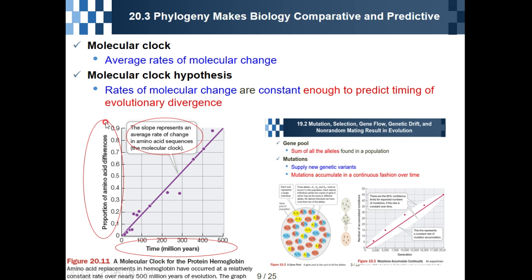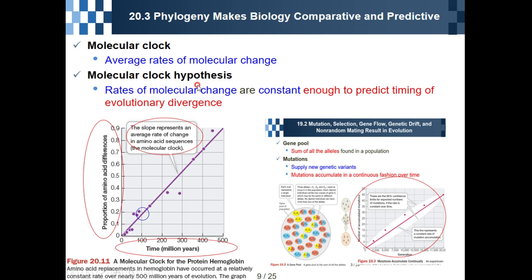Okay, so based on this molecular clock, we made the molecular clock hypothesis. So previously we learned that mutations accumulate in a continuous fashion over time. So mutation occurs continuously like this. Okay, so the rate of the molecular changes, usually they are very constant. That's why we can predict the timing of evolutionary divergence.